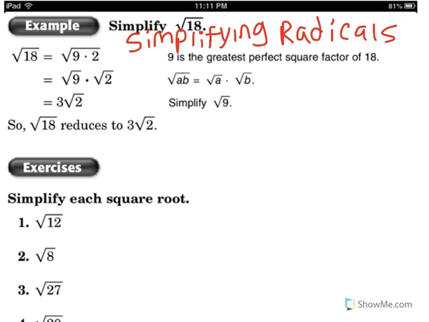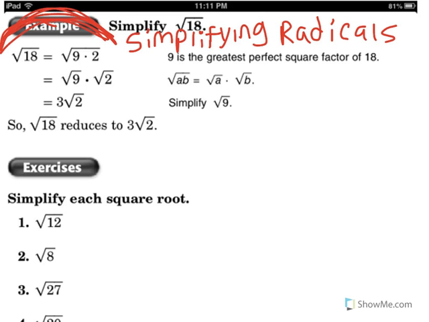Essentially, there's a shorter way and a faster way when you are simplifying radicals. Simplifying square roots is what we're going to focus on, meaning a radical where it's a root of 2 like I just wrote. The fast way is, let's say you have the square root of 18.